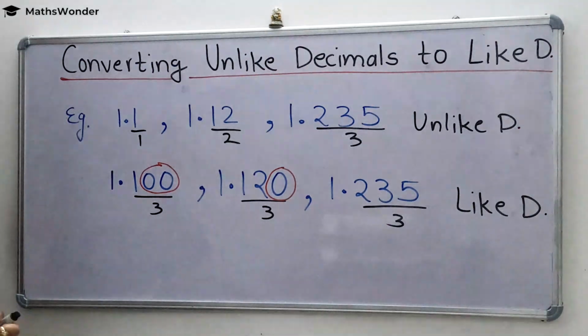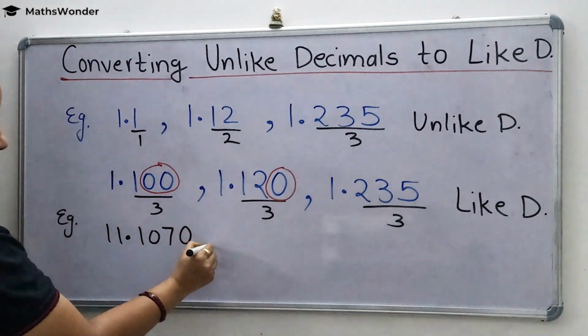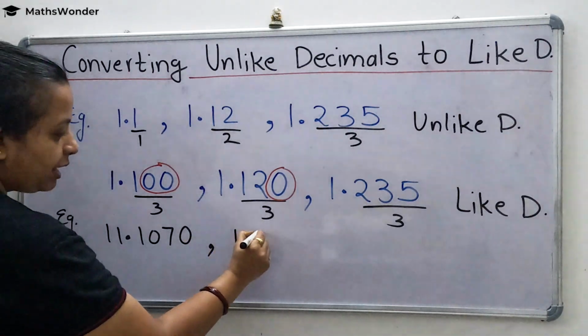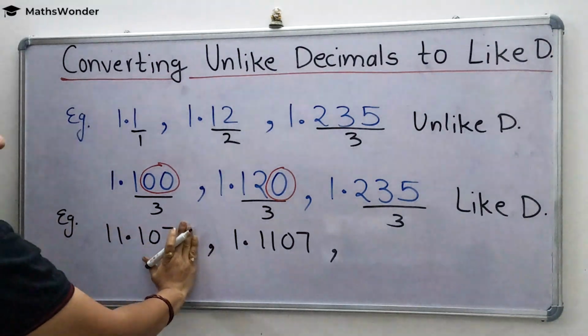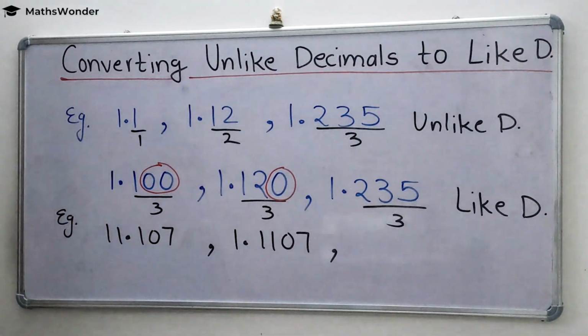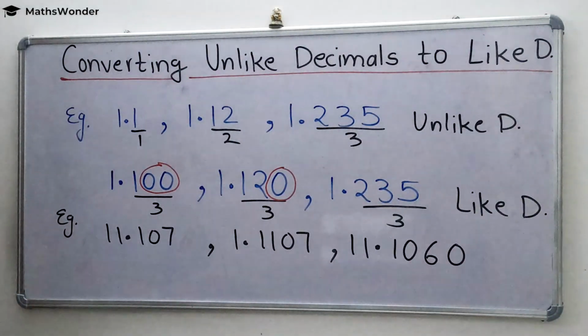Any number you can change accordingly. Suppose I give one more example, because this will also work in comparison of decimals, so it's very important. The question is 11.107, the next is 1.1107, and the other is 11.1060. Check the highest number of decimal places.